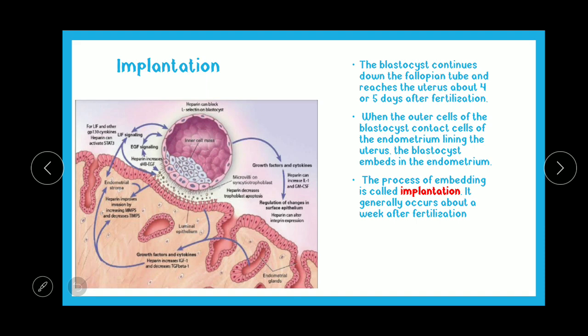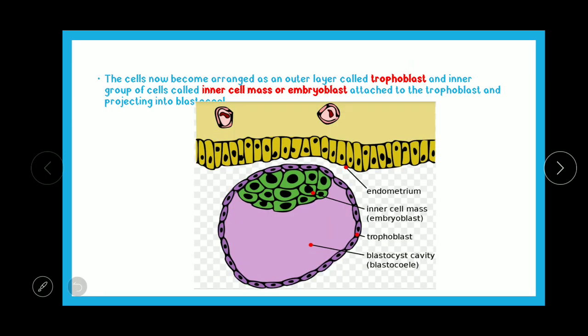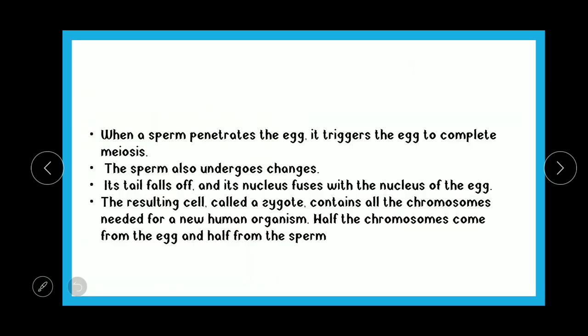Then the implantation. The blastocyst continues down the fallopian tube and reaches the uterus about 4 or 5 days after fertilization. As you know, the movement of the zygote continues, and the division is also continuing towards the uterus. When the outer cells of the blastocyst contact the cells of the endometrium lining, the blastocyst embeds, meaning it becomes attached. In this diagram it is quite evident.